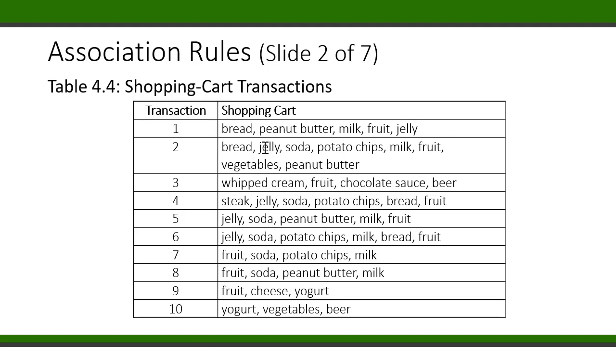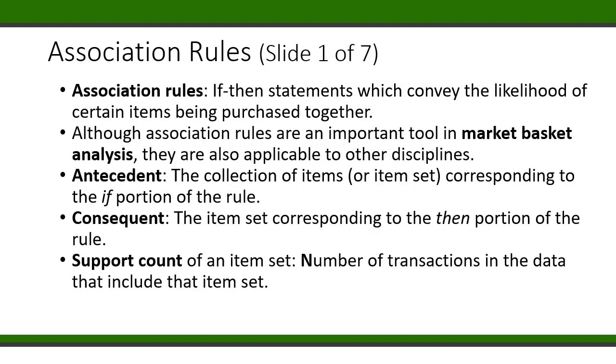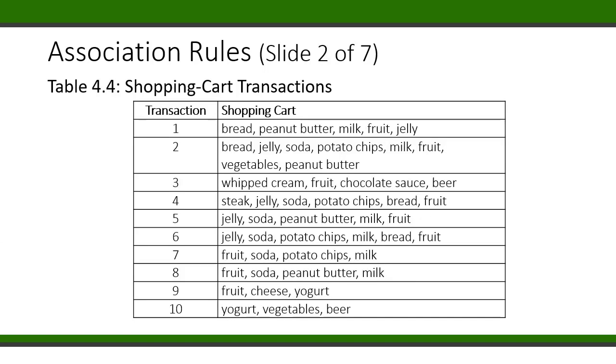So in this marketing shopping cart observations, an association rule might be if bread, jelly, then peanut butter. So bread and jelly would be our antecedent, and the consequent would be the peanut butter. What that's saying then is if the transaction includes bread and jelly, then it also includes peanut butter.